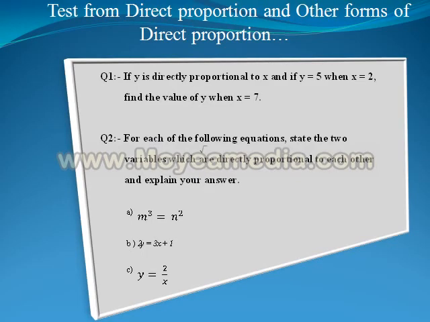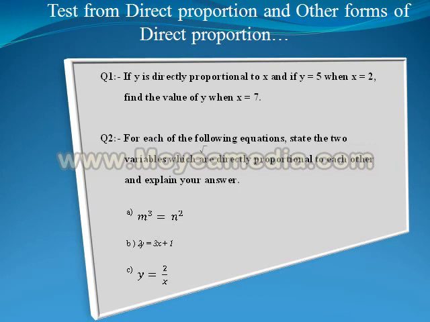Here's your first question. Question number 1: you already have one complete pair, 5 and 6, 5 and 2, and you can use that pair to find the constant of proportionality, and then of course you have to find the value of y when x is equal to 7.